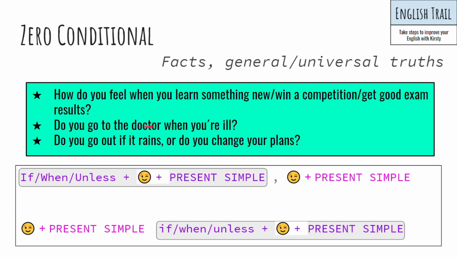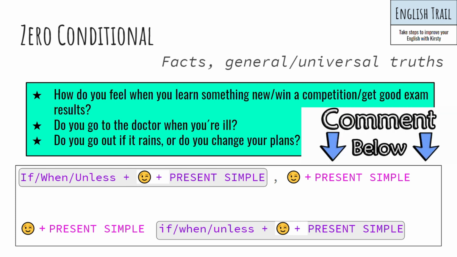Do you go out if it rains, or do you change your plans? So in general, if the weather is bad, do you stay at home with a blanket and a film and stay in the dry, or do you continue with your normal life and do everything you planned to do? What do you do if it rains?